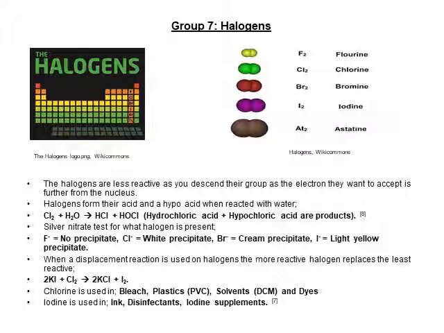Chlorine is used in bleach, plastics, polyvinyl chloride, solvents, dichloromethane, and in a lot of dyes. Iodine is used in ink, disinfectants, like over-the-counter disinfectants as well, and in iodine supplements.